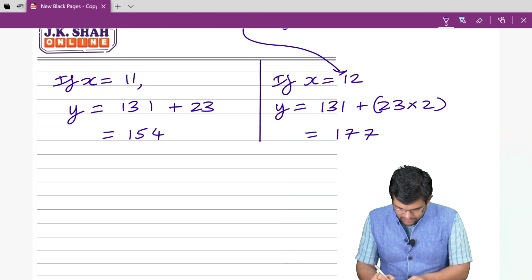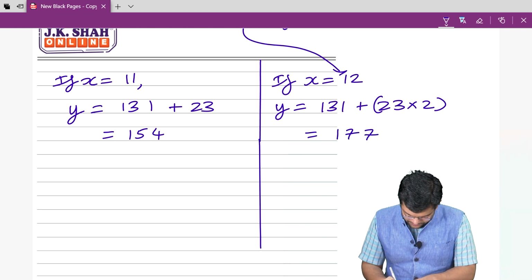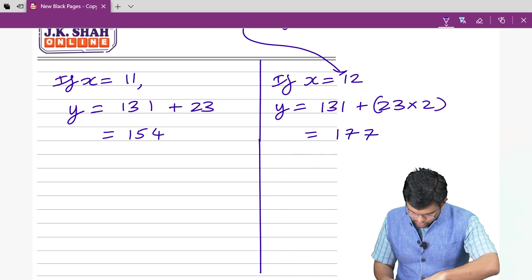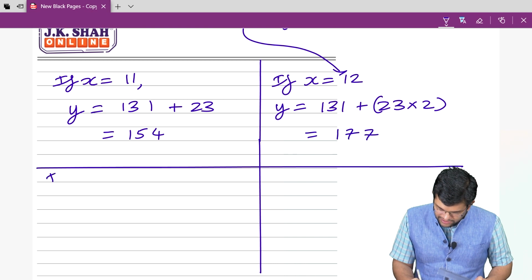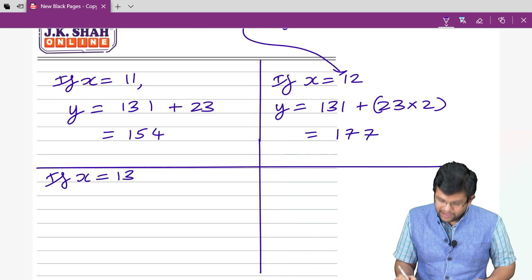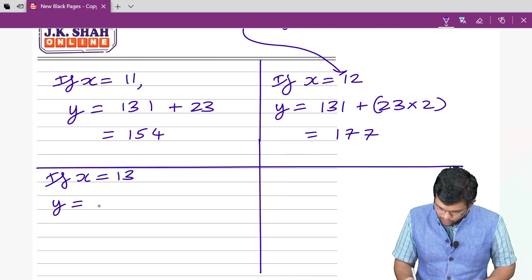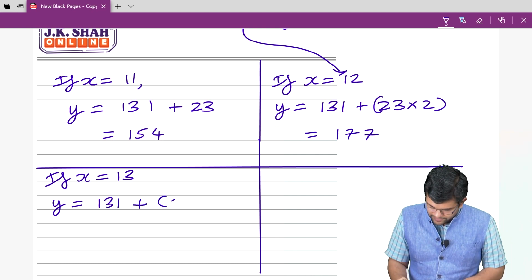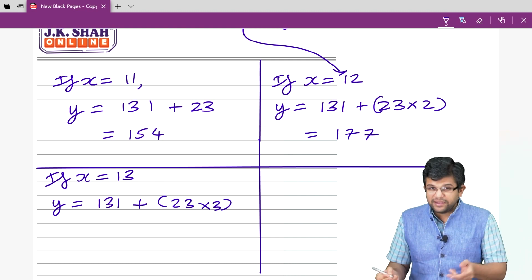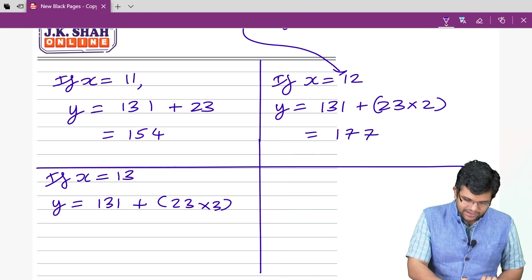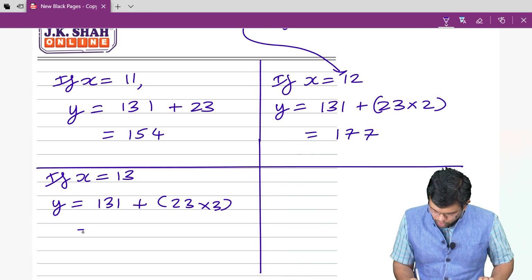Okay, I'll just extend this line here. Okay, all right. So I've made the bifurcations here. Okay, now if x is equal to 13, can I say y should be equal to 131 plus, children, this will be 23 into 3. Everybody clear? Because x is changing by 3 from 10. So 23 into 3 plus 131, this comes to 200, correct?